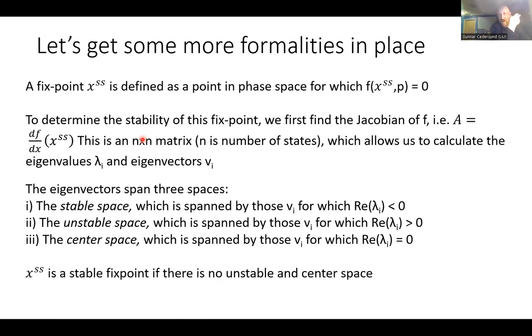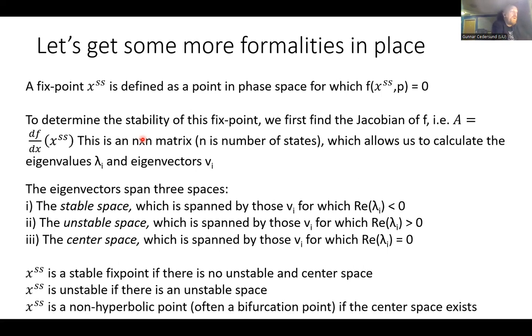So here, by the explanation that I did already, you can probably already realize that if there is no unstable and no center space, then we have a stable fixed point, because the entire space, no matter in which direction you go, you will be contracting exponentially towards the fixed point if you are not too far away. But if there is an unstable space, there is at least one direction where you will diverge.